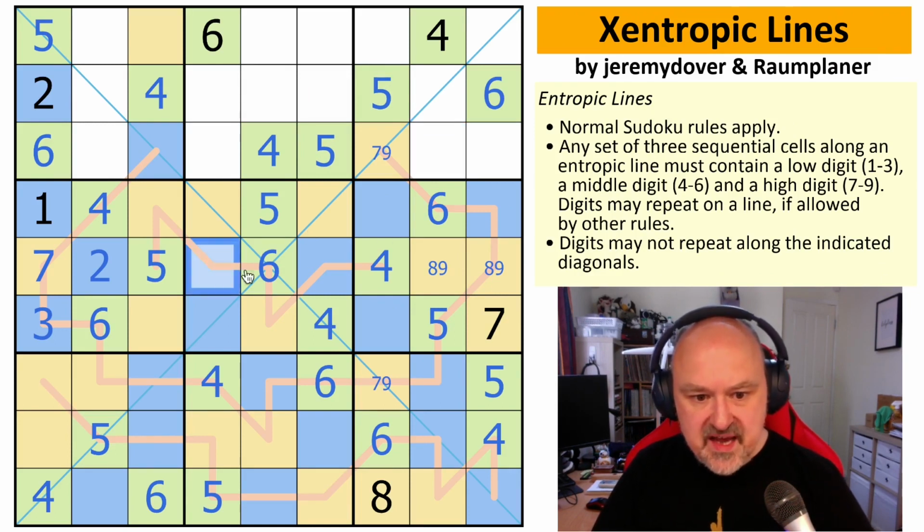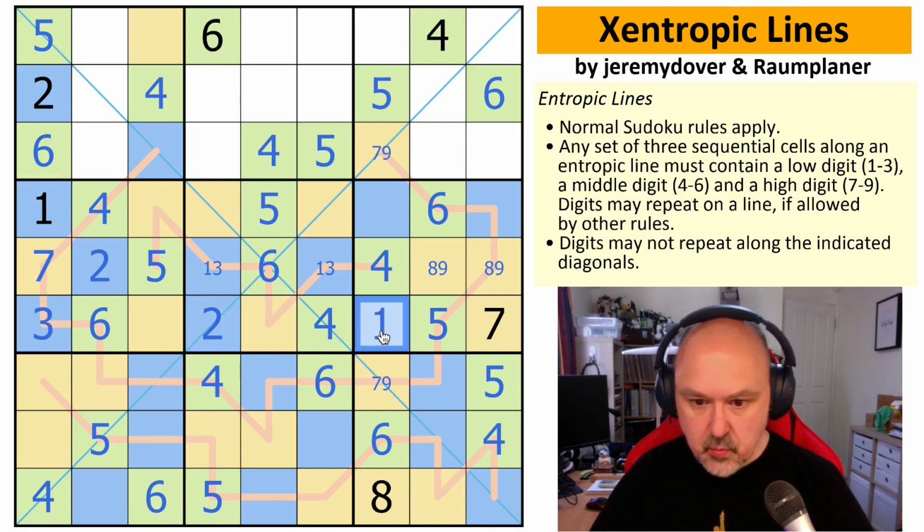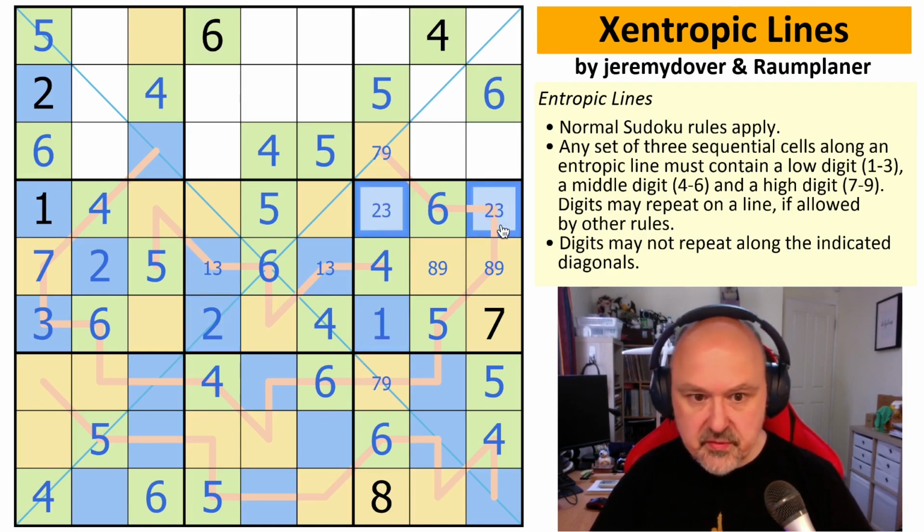So let's swap tack. These are 1 and 3. This becomes a 2. This becomes a 1. These become a 2 and a 3. I need to put a 1 or a 3 up here, but I'm not sure which. This is a 1 or a 3. Not sure blue is the way for me to go here.